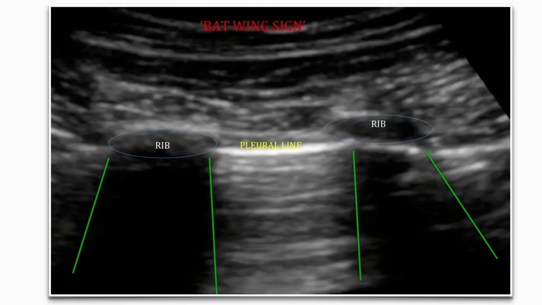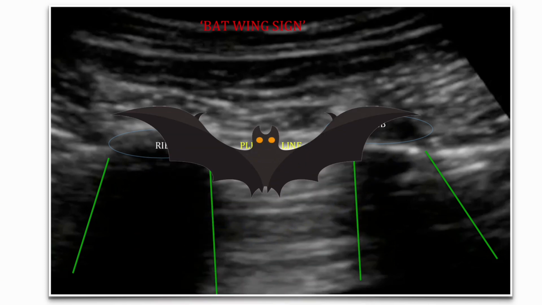Bat wing sign, when the ultrasound beam hits between two ribs, casting shadows behind them, and then we interrogate the area of the lung between them, and this is where we know that we are in the lung. The two ribs with the pleural line, they look like a bat wing.